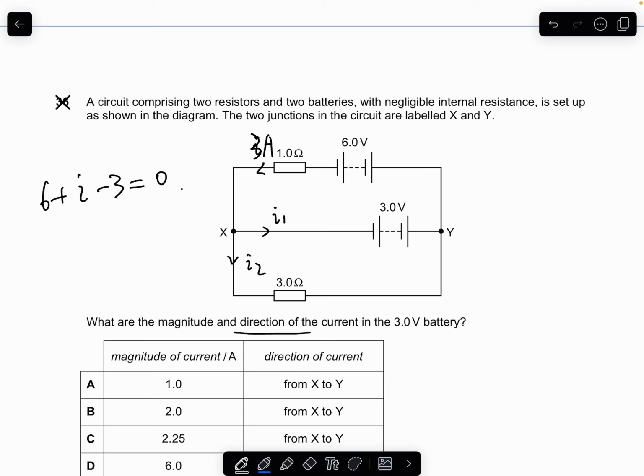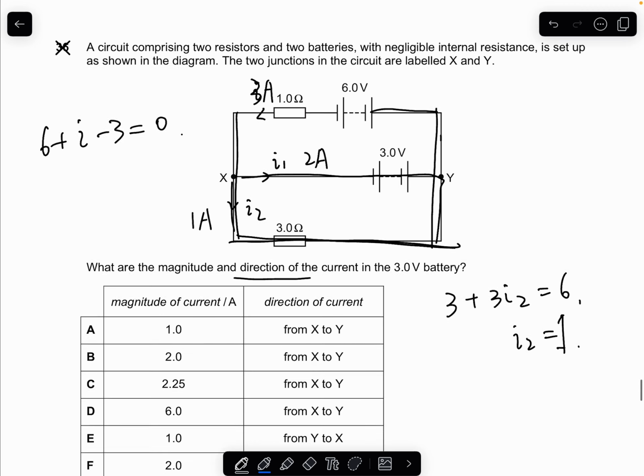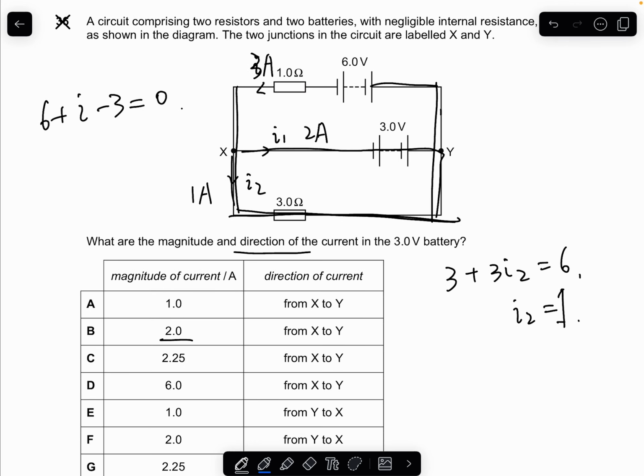We will do it again. This, no, just this thing, you know. So 3 minus 3 I2 equals 6, and I2 is 1. This is 1, this is 2. 2 from x to y.